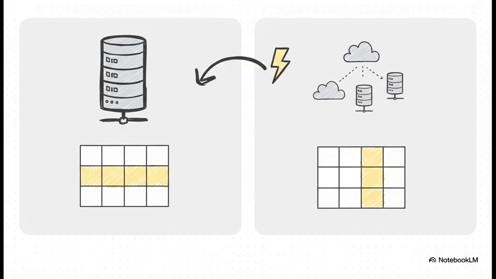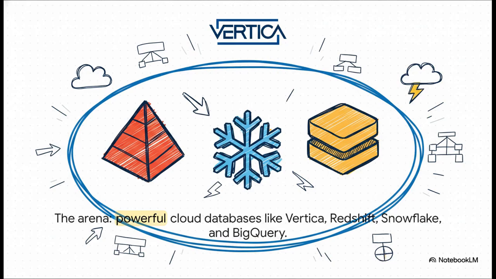Instead of storing data row by row, these new systems store it column by column. This is a huge deal for analytics because most of the time, you're just aggregating a few columns. Columnar databases can read only those columns, which speeds things up like crazy and makes those dreaded joins way less painful. And the arena is packed with titans.